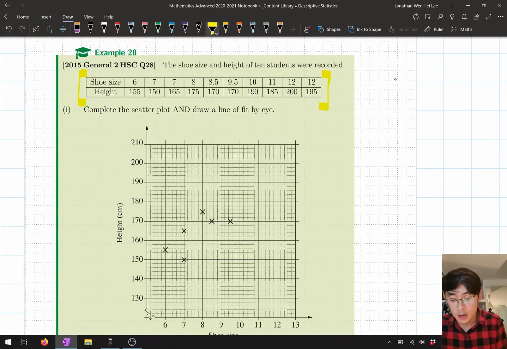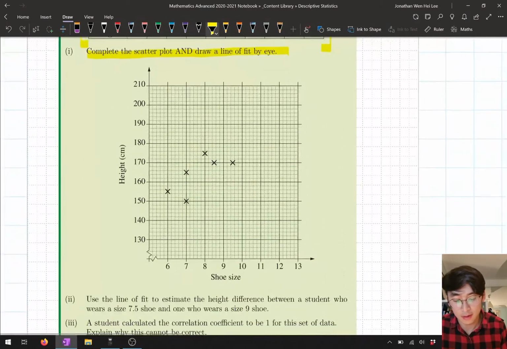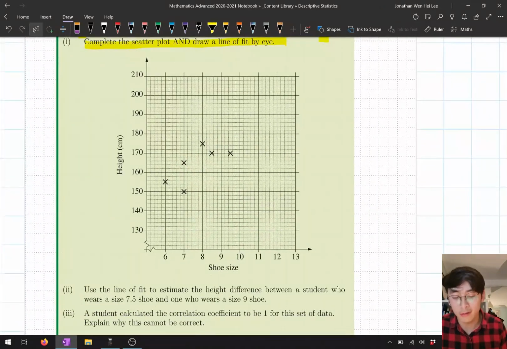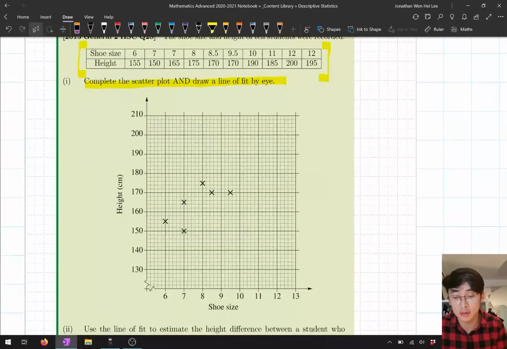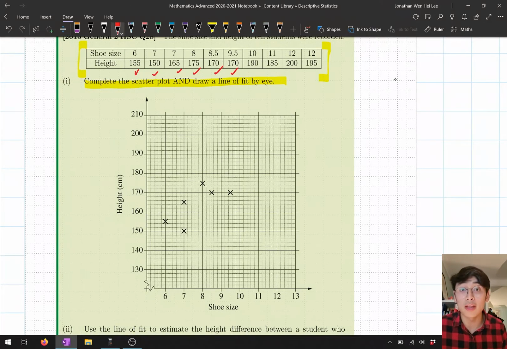So the first part: complete the scatter plot and draw a line of best fit by eye. Now notice here in my scatter plot, I've already got 1, 2, 3, 4, 5, 6 data points. The first 6 data points they've already done for us. What we need to do is just put on our remaining 4. So all we need to do here is look at the X values and then the Y values and just put them in.